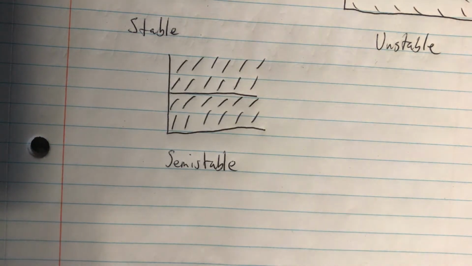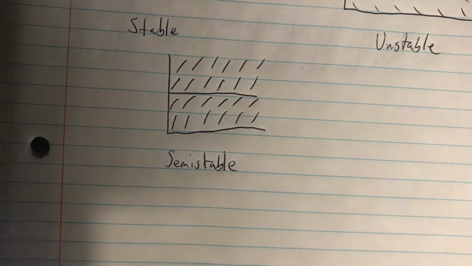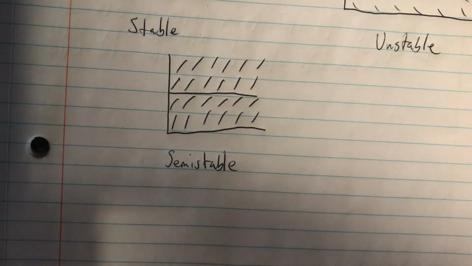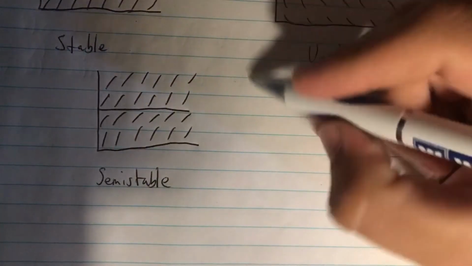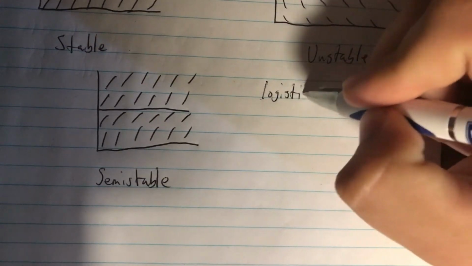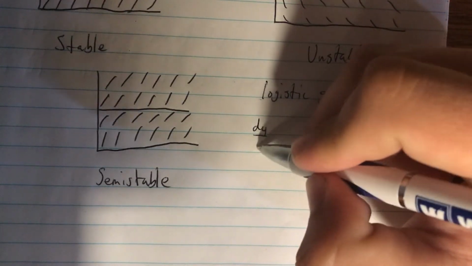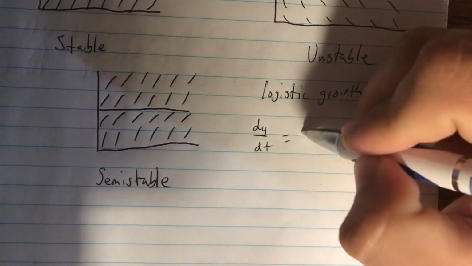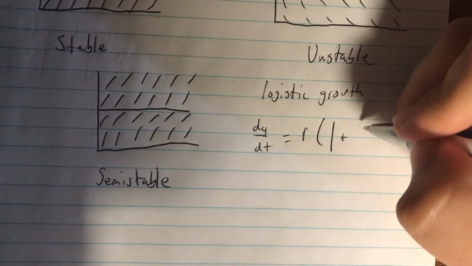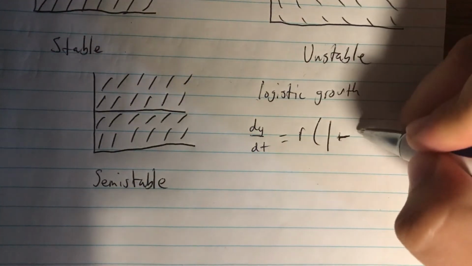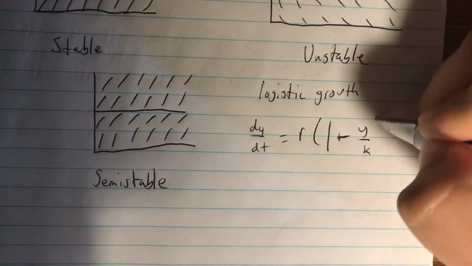We also have a couple other terms, like, let me check here one second. We have logistic growth. That's just always a function that looks like this. So we'll have the derivative of y with respect to t is some rate r times 1 minus y over K, times y.